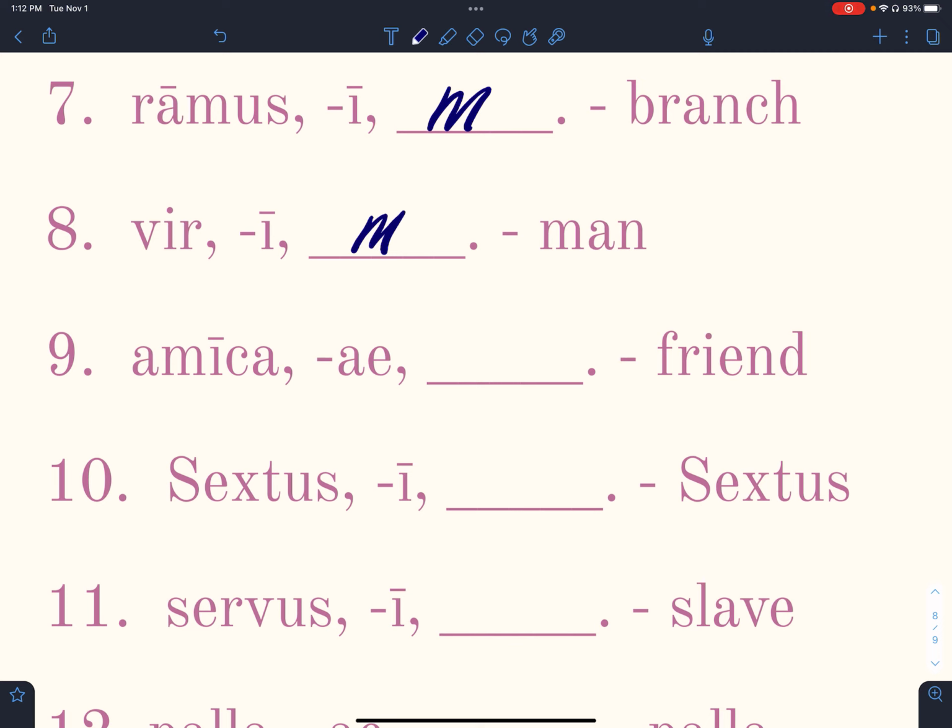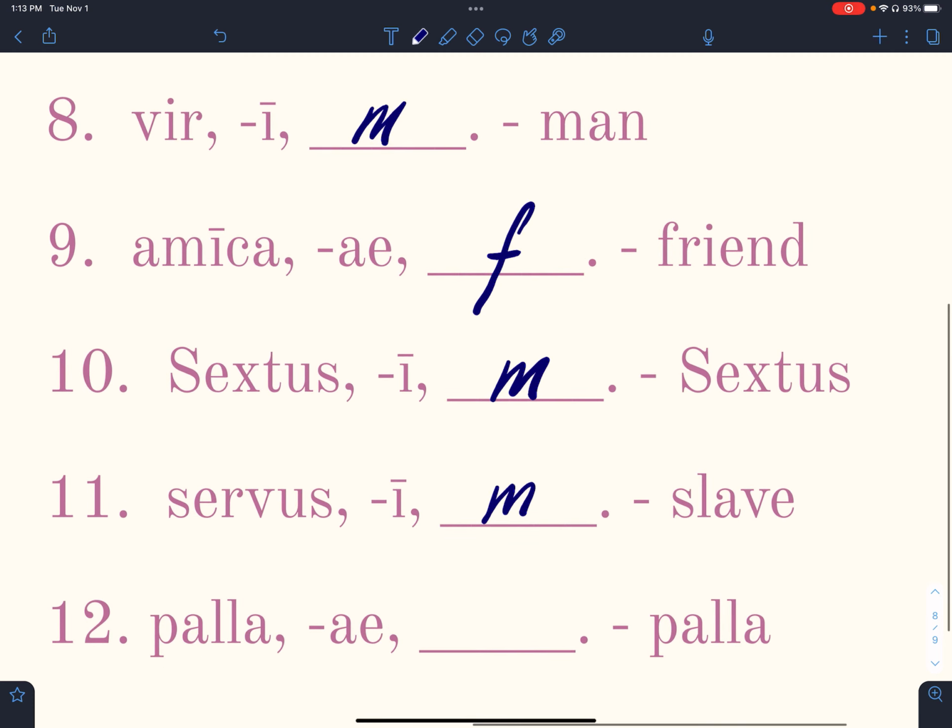Okay, number 9, amica, amicae, gender. Jason Q. Yeah, it's feminine, good. Number 10, Sextus, Sexti. Tiffany Jin, what do we got? It's masculine. Good. Okay, servus, servi. Claire. Masculine. Good. Okay, and last but not least, palla.